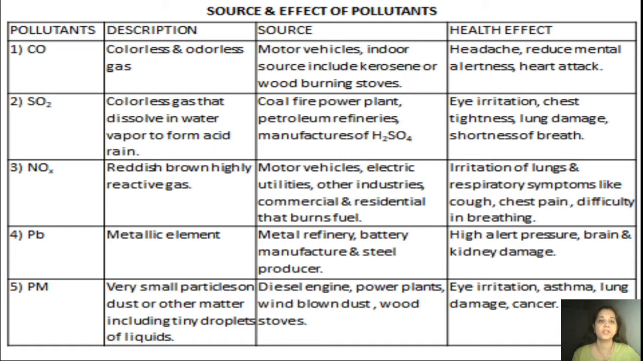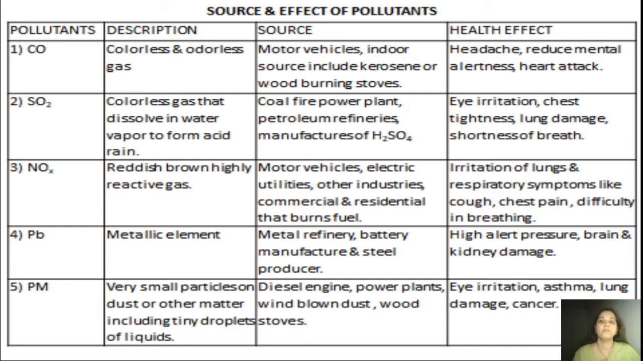Now coming to the next important part, a few of the majorly found pollutants and the description of what they are, including the sources as well as the health impacts caused by these. So, first being carbon monoxide, which is a colorless and odorless gas, and the sources of which are motor vehicles. You have indoor sources, including kerosene or your wood burning stoves. The health effects are headache, reduced mental alertness, and heart attack.